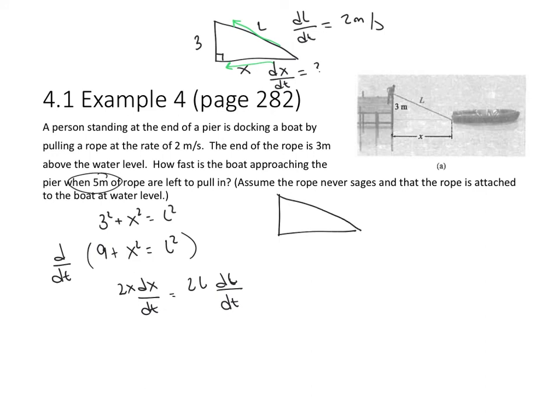So let's solve that. If I know the height is 3 and my length of rope left is 5, x is what I'm looking for. So you can do the Pythagorean theorem, or you might just know that this is a 3, 4, 5 triangle.